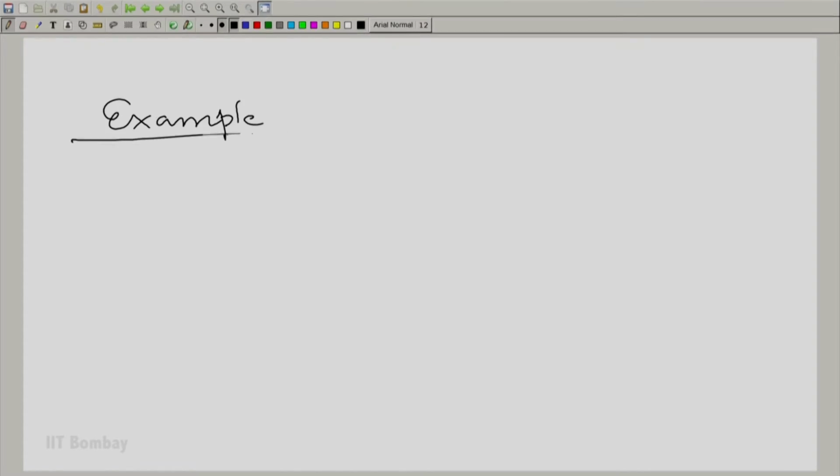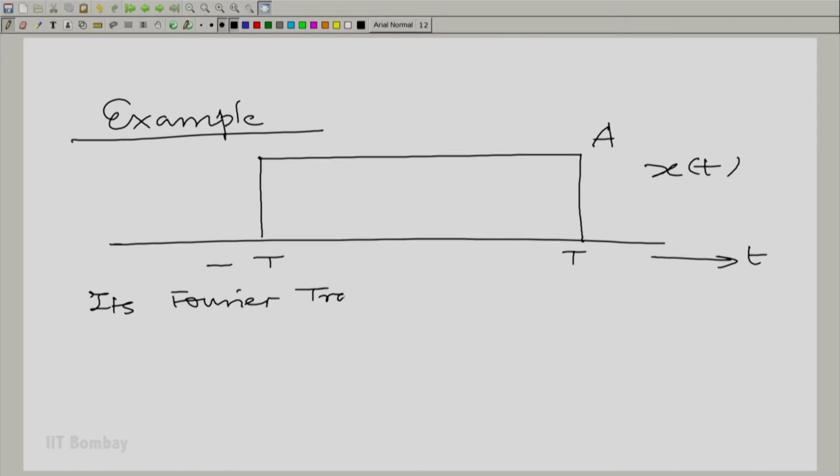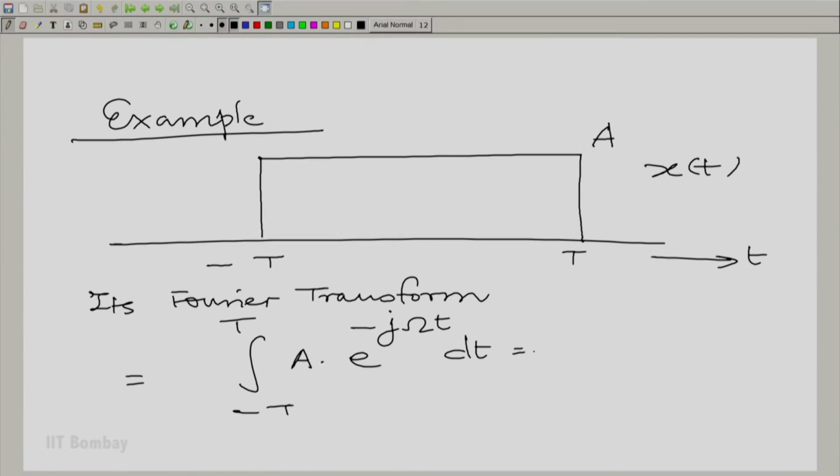Now, let us take an example to see how the differentiation property can simplify our work at times. So, for example, let us go back to the famous rectangular pulse and let us see what happens when we take the derivative property there. So, let us find out again the Fourier transform of our famous rectangular pulse with an amplitude of A going from minus capital T to plus capital T. This is x(t). So, its Fourier transform is of course as usual, I am skipping a couple of steps, the integral from minus T to T of A times e raised to the power minus j omega t dt.